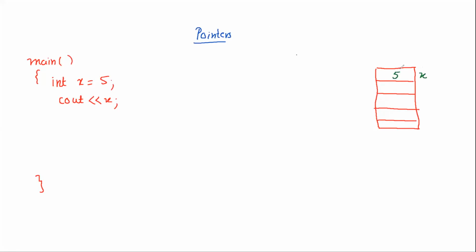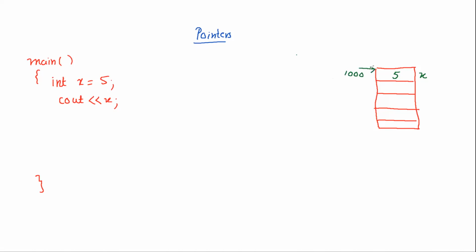Okay. Now we know that if I'm interested in this value 5, then this will be printed on the screen, right? But from your basic knowledge of computers, you must know that every location in the memory has a unique address, right? So when you are storing this 5 in memory, it has some address. I don't know what that address is, but suppose that address is say 1000.